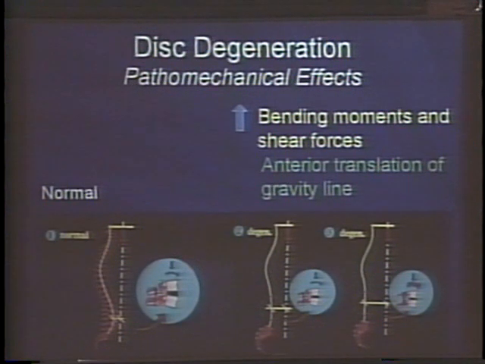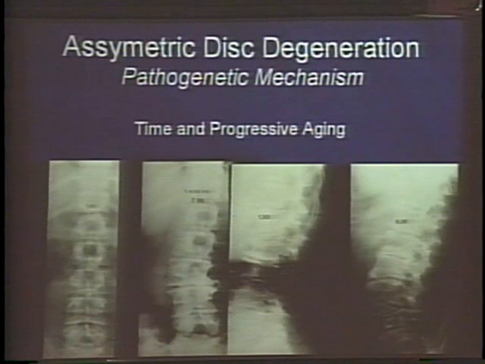If we look at the global picture of the spine and the pathomechanical effects, in the normal spine the sagittal line should be posterior to the hip joint. As we get degeneration, this becomes anteriorly displaced, which leads to more degeneration and more anterior translation of the gravity line. This also serves to increase the bending motion and shear forces. So this is a vicious circle that there's really no way to stop.